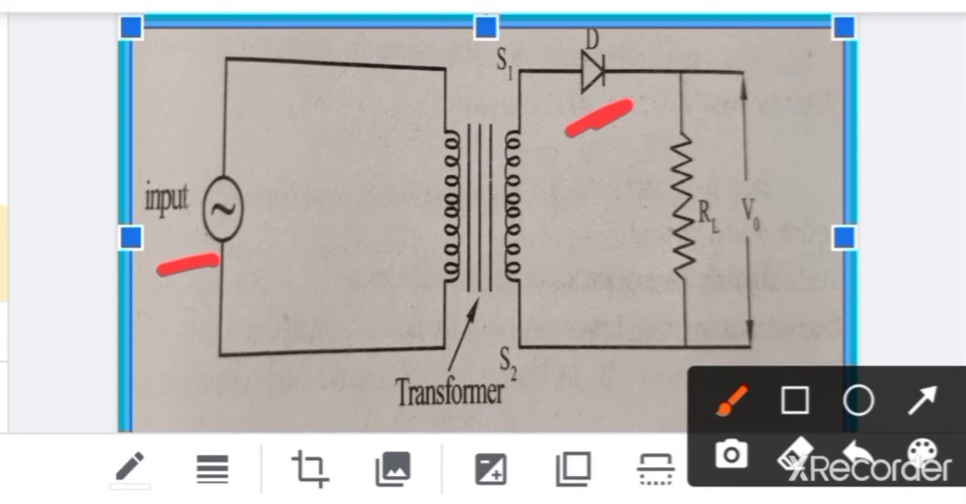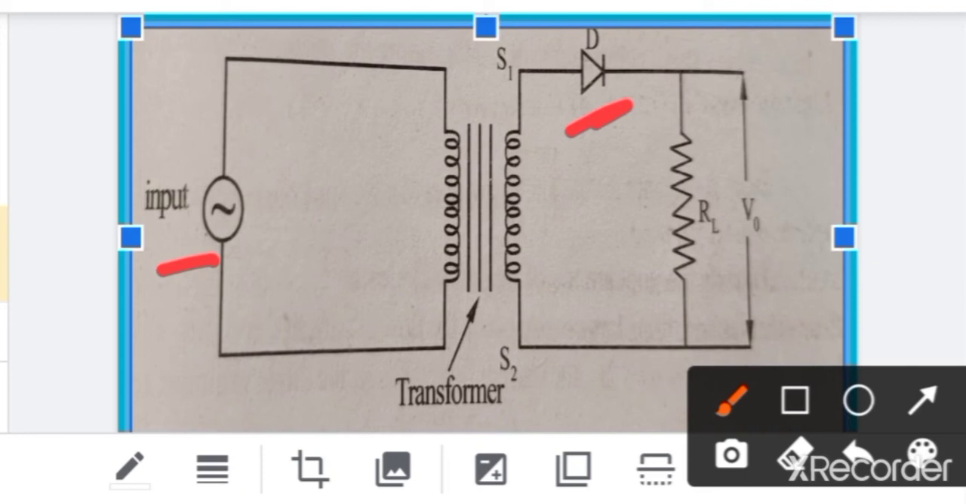And here we need to know about an ideal diode. So, what is an ideal diode? It shows zero resistance in forward bias and infinite resistance in reverse bias conditions. I repeat, the ideal diode shows zero resistance in forward bias and infinite resistance in reverse bias. The working of the half wave rectifier is explained on the basis of assuming this diode is an ideal diode.